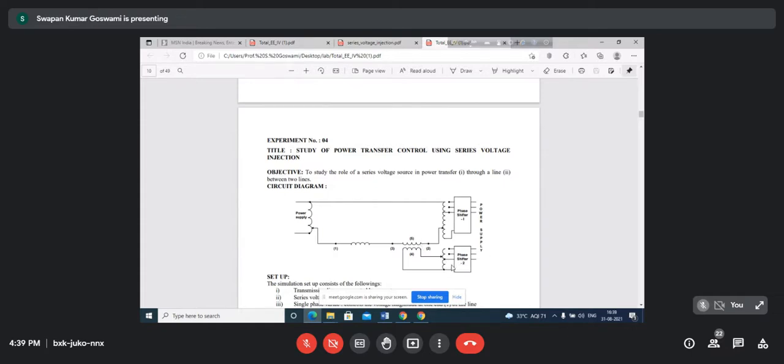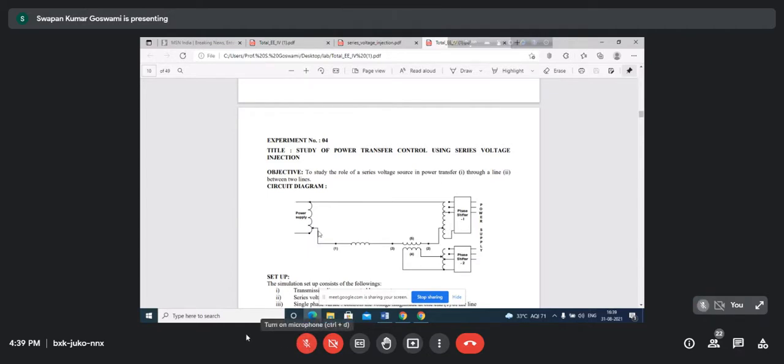Okay. So there are two phase shifters. One is here. This will be used to inject a voltage in series with this line. And this phase shifter will be used to control the phase angle difference between this end voltage and this end voltage. Is the purpose clear to you? That means two phase shifters.